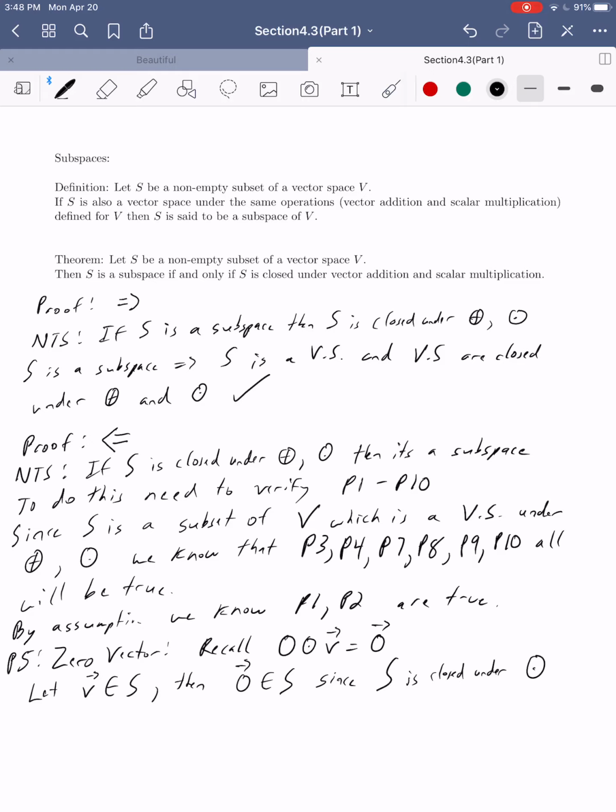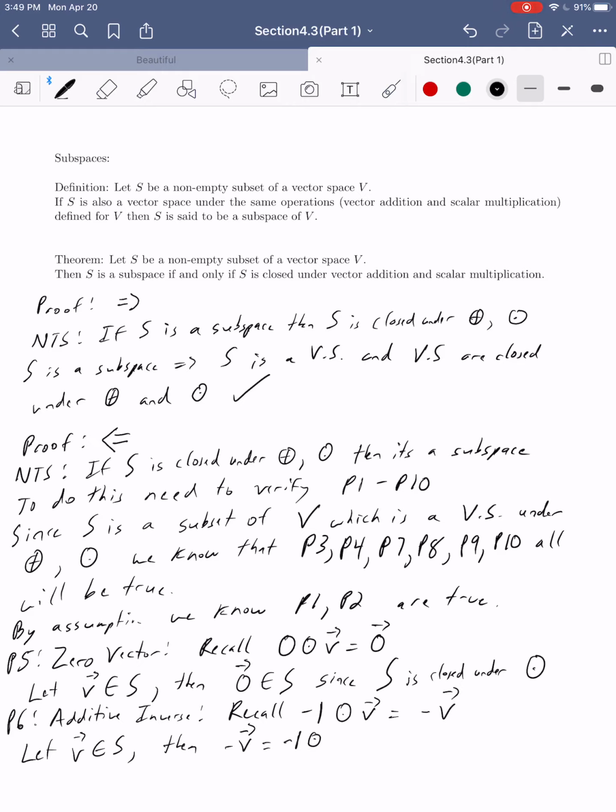Okay, we're going to do the same trick for P6, additive inverse. We're going to recall that one of the additional properties we showed is that the scalar -1 scalar multiplied with a vector v gives its additive inverse. So let's let v be an element of S. Then we just know -1 times v, or negative v, is an element of S.